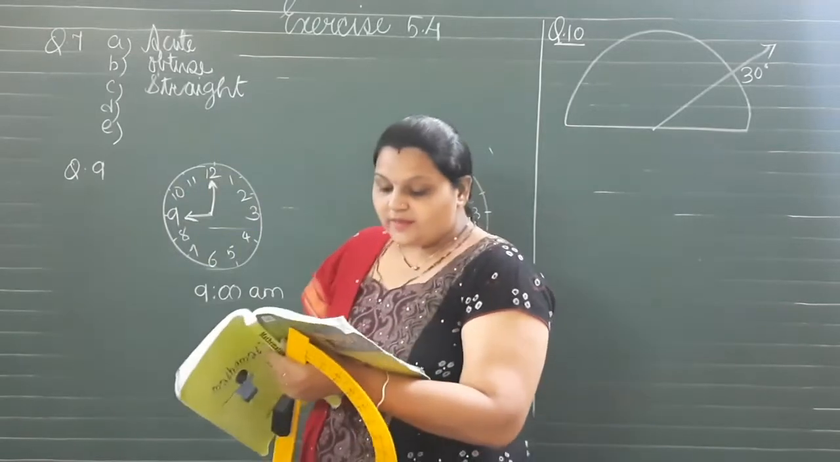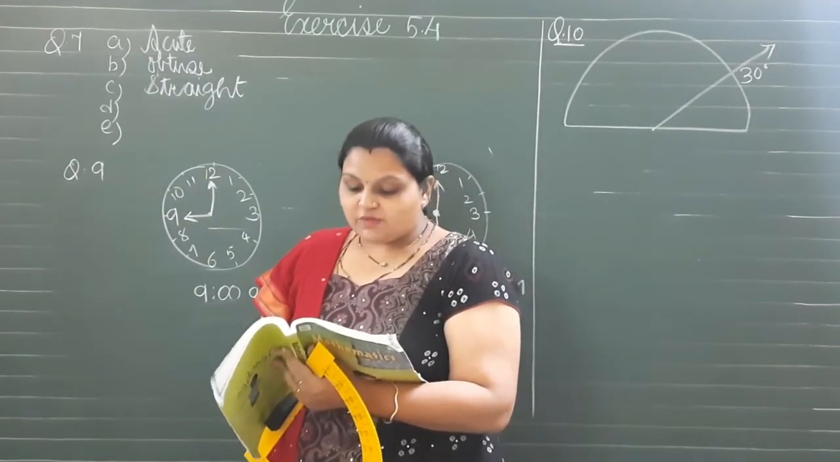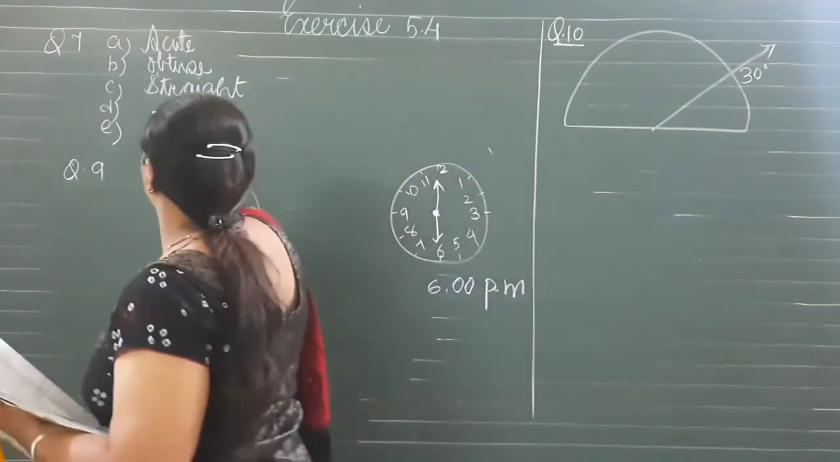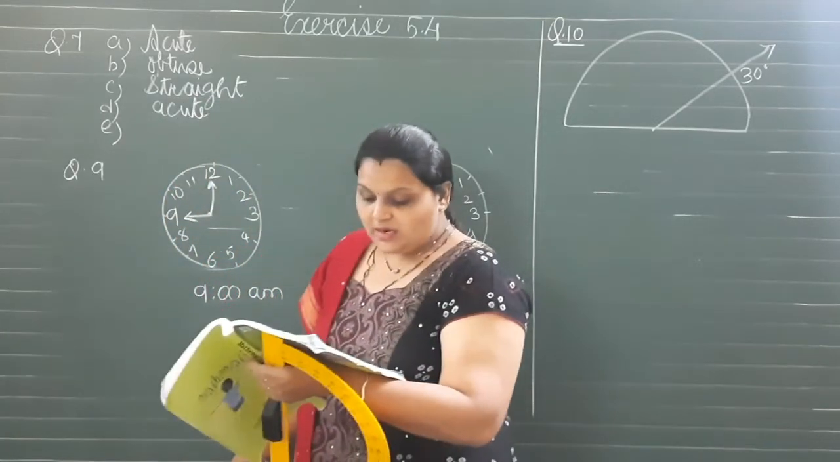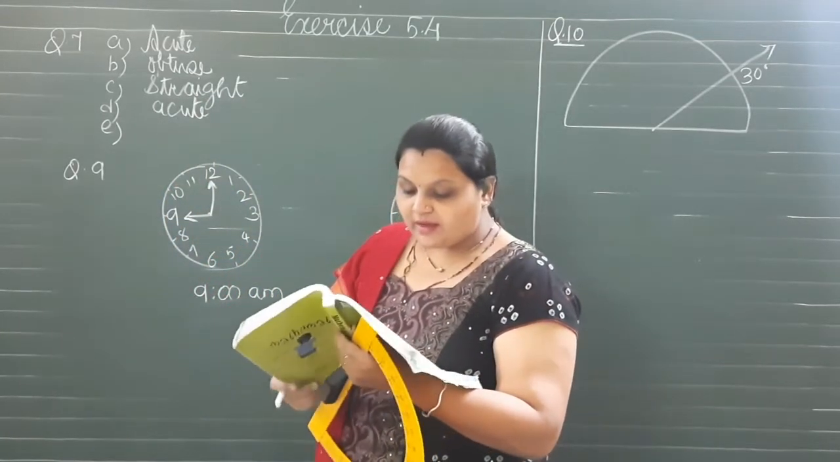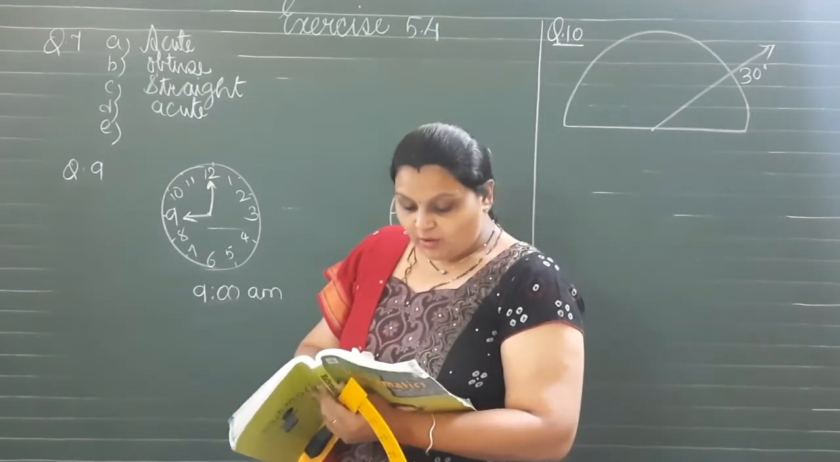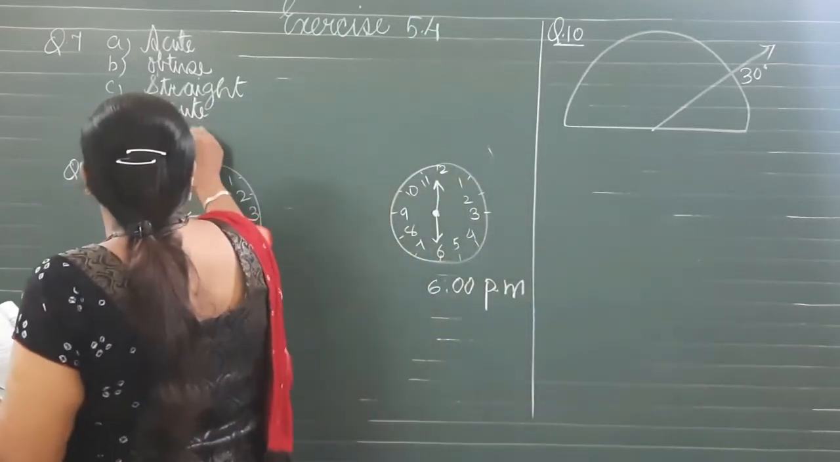Number D. When the sum of the measure of two angles is one right angle, then each one of them is an acute angle. When the sum of the measure of two angles is that of a straight angle, but if one of them is acute, then the other should be obtuse.